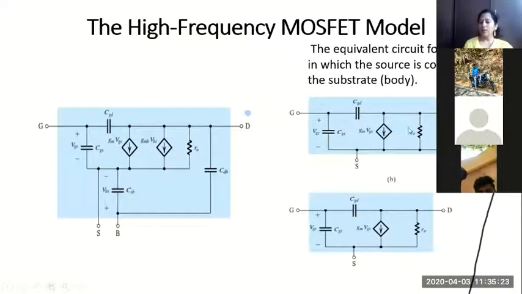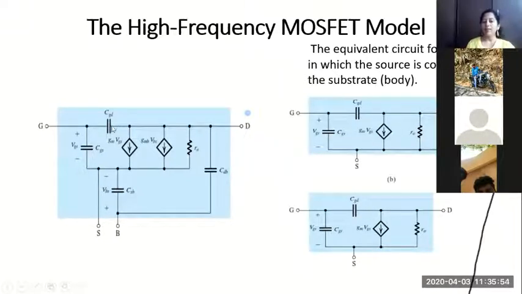The source and body have been shorted together, and look at what happens, which are the capacitances which go off. Naturally, the source to body capacitance will not be there because now both are the same terminal. When both are the same terminal, there is no voltage difference between the source and the substrate, correct? When there is no voltage difference, there is no capacitance. This CSB is removed. You can see here, CSB is not there.